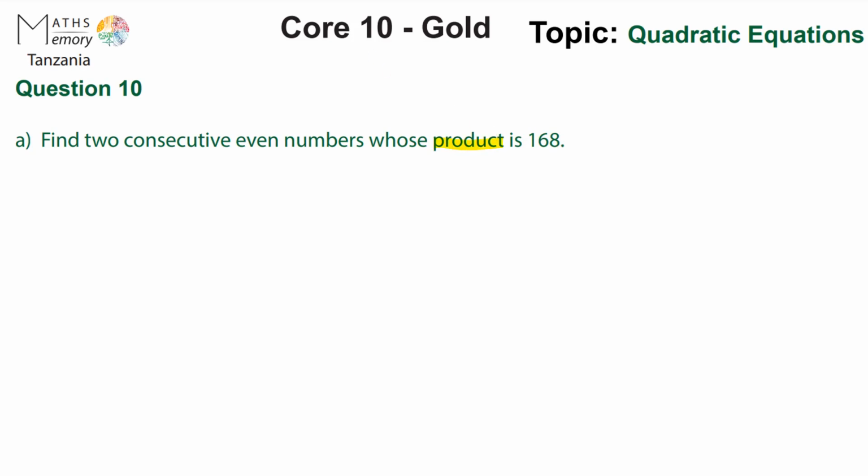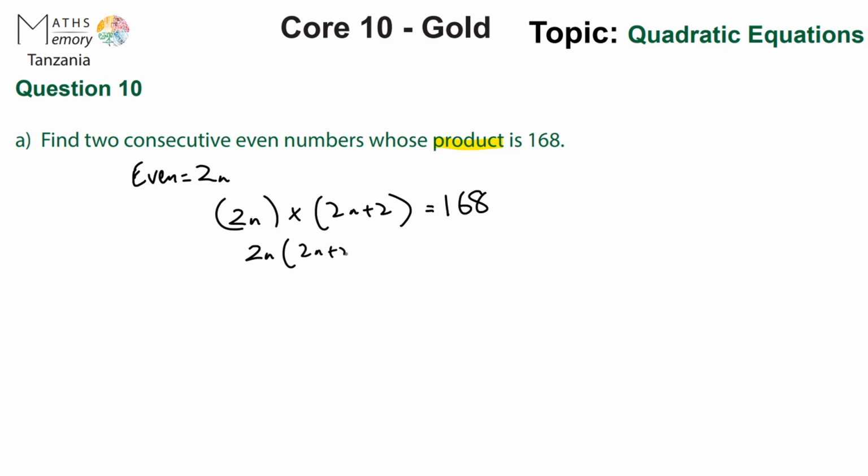Now, even numbers can be represented in the form of 2n. So if you think about it, the product of two consecutive even numbers is going to be 2n multiplied by 2n add 2, that's the next even number after that. And this should give us 168. It's always good to get the setup correct. This is your setup initially. Now this is the same thing in algebra as 2n times 2n plus 2 equals 168.